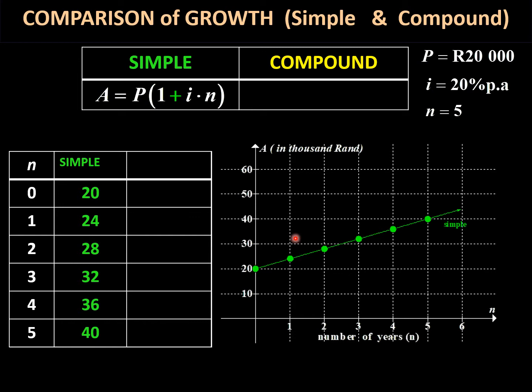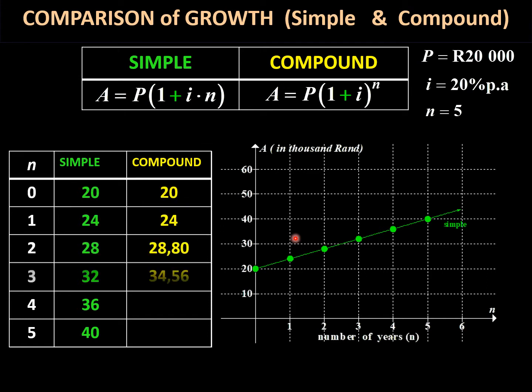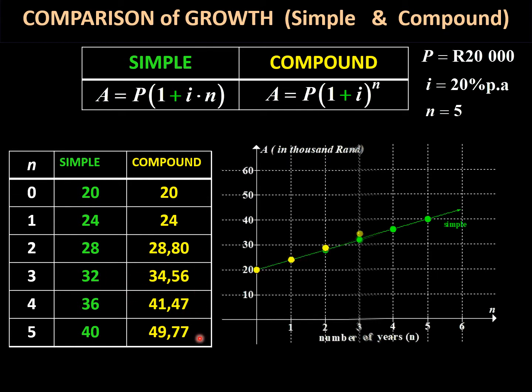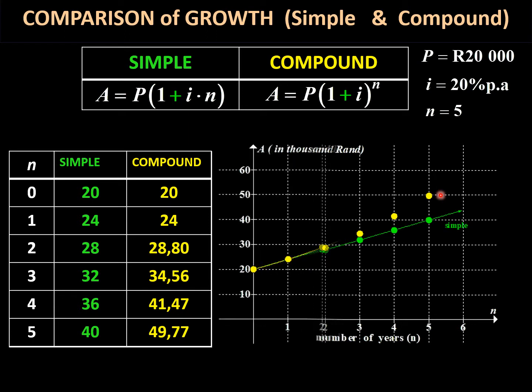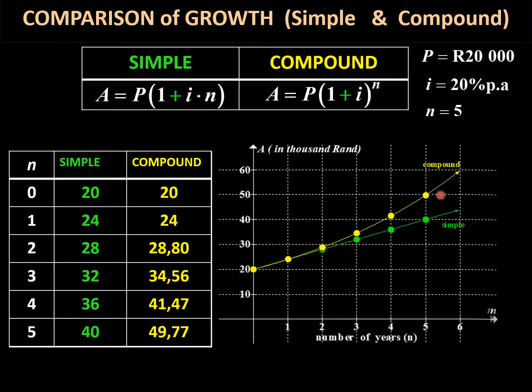Let's look at compound growth. We substitute those values. We start off with our 20, the same amount for the first year, but you see the amount increases because it's compounded. Let's get a visual picture of that. You can see the first year it was the same, and then it grows. That is not a linear relationship. This is referred to as exponential growth. So you see there's a big difference between simple growth and compound growth.